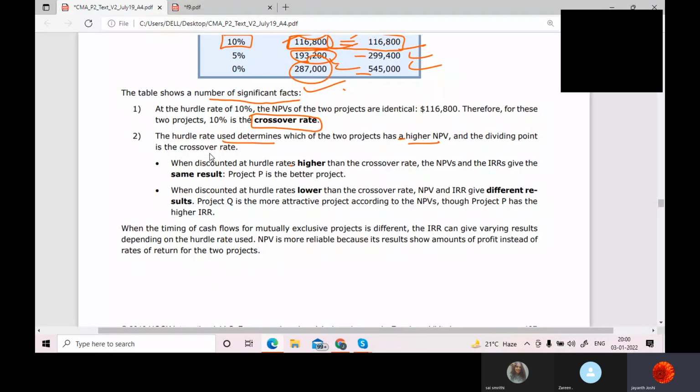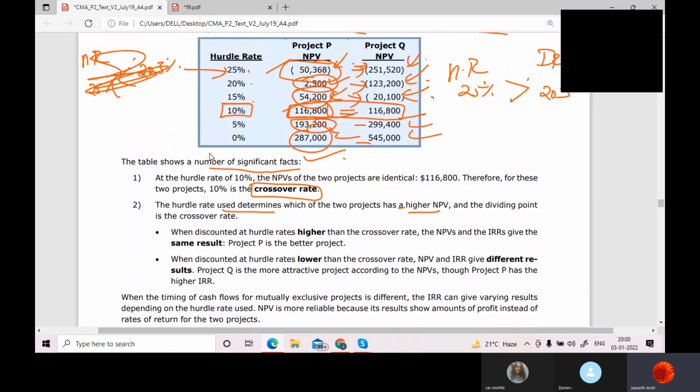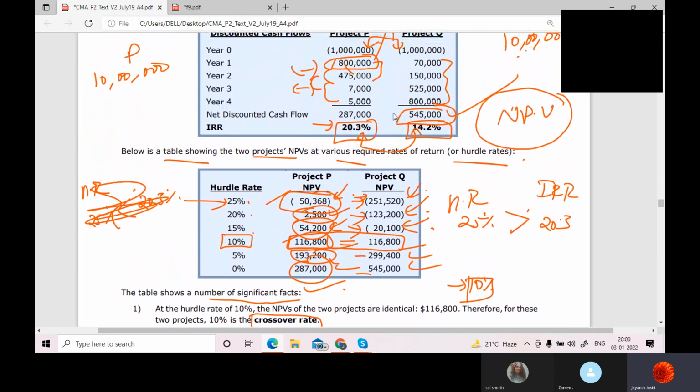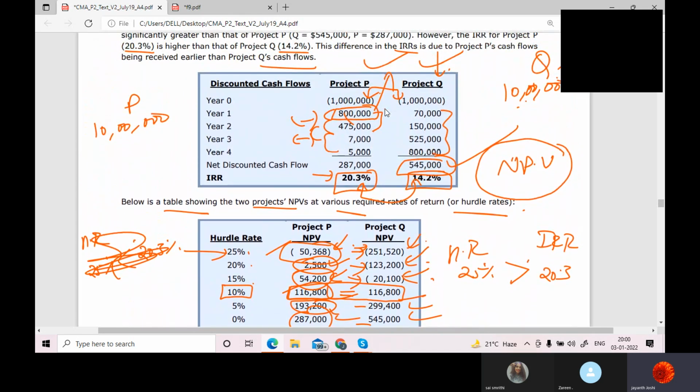When discounted at hurdle rates higher than the crossover rate, see, this is your hurdle rate and this is your crossover rate. If you are discounting your so-called cash flows, which you have seen here, these are NPVs, these are cash flows.